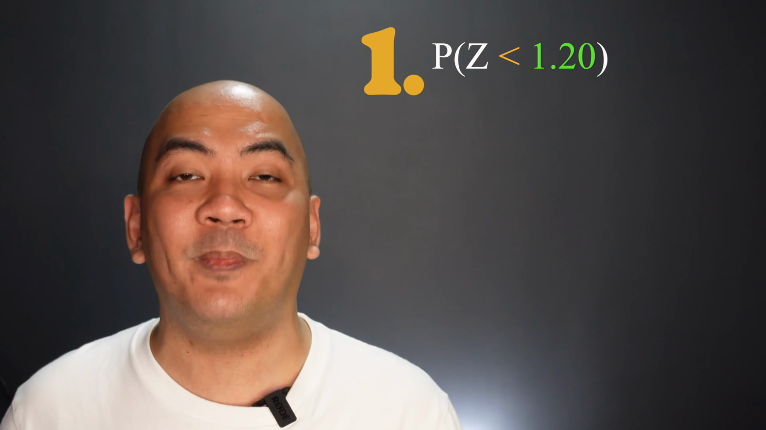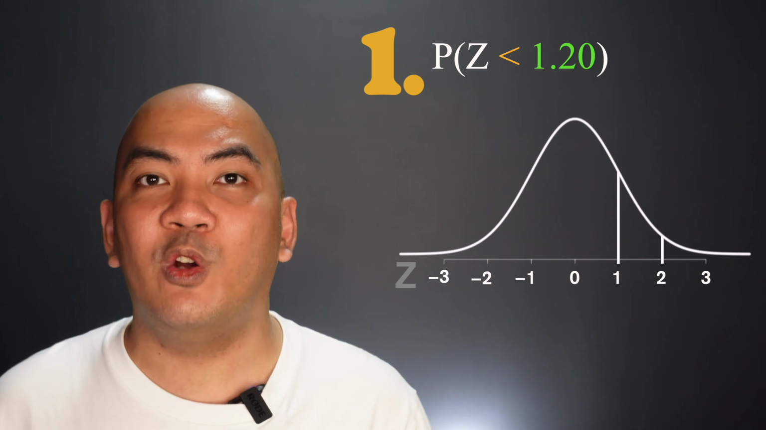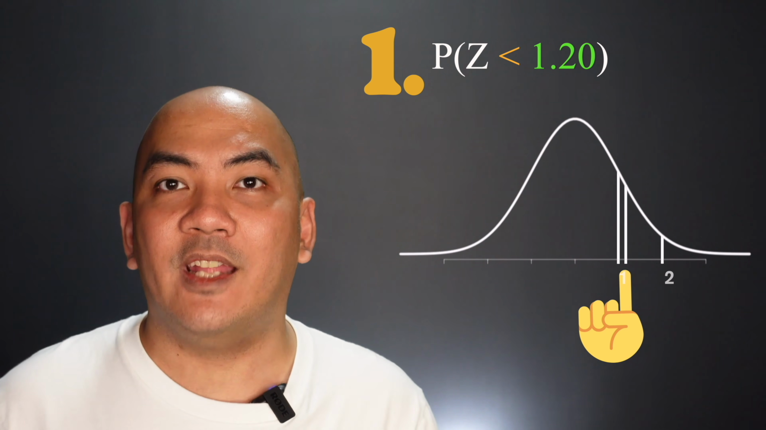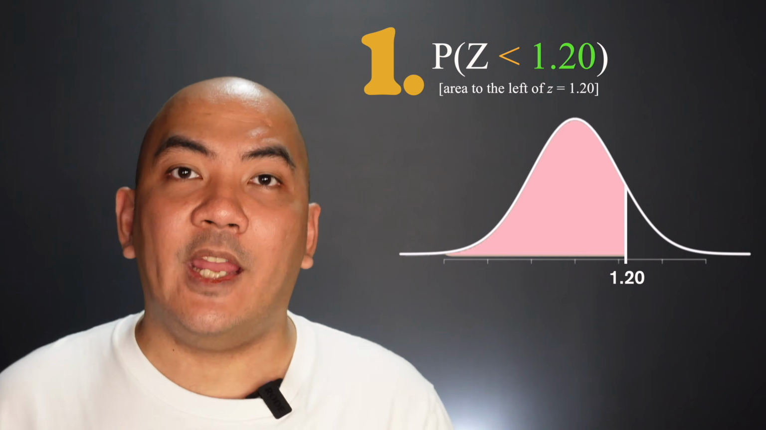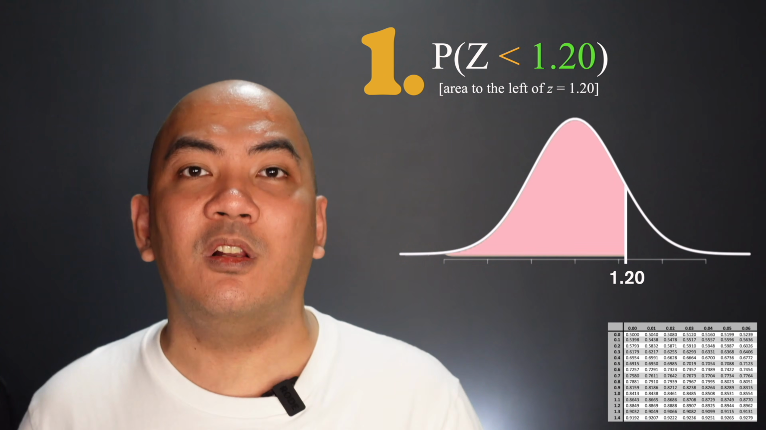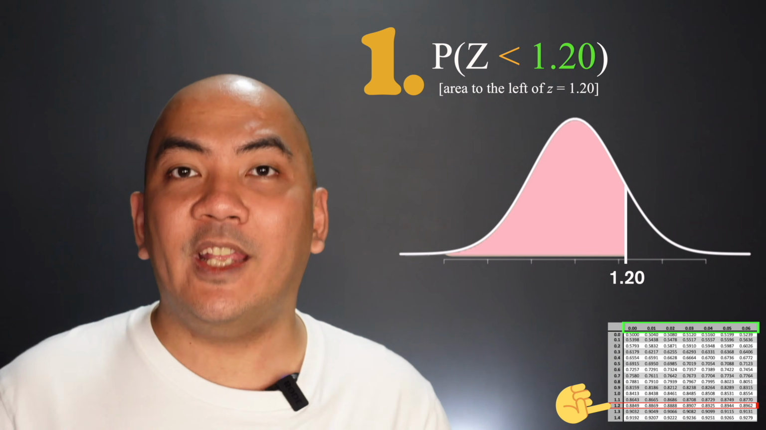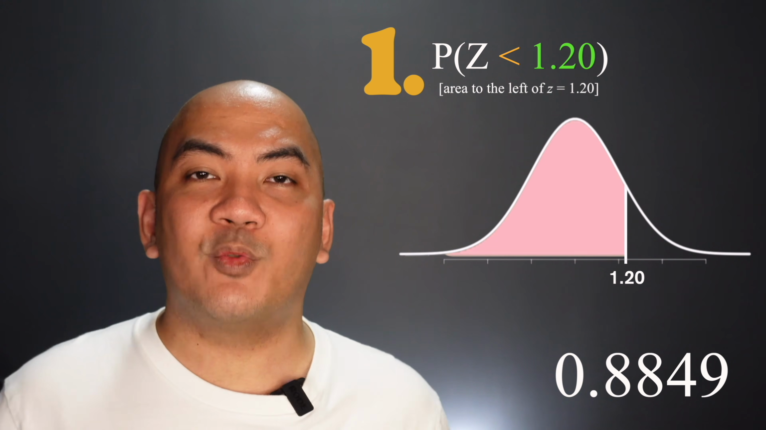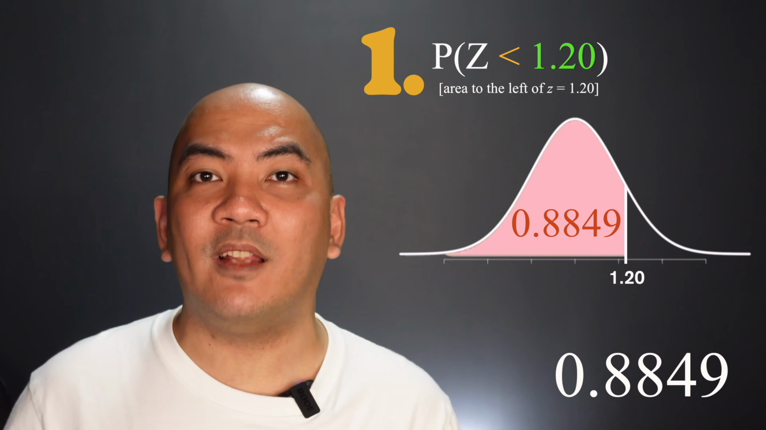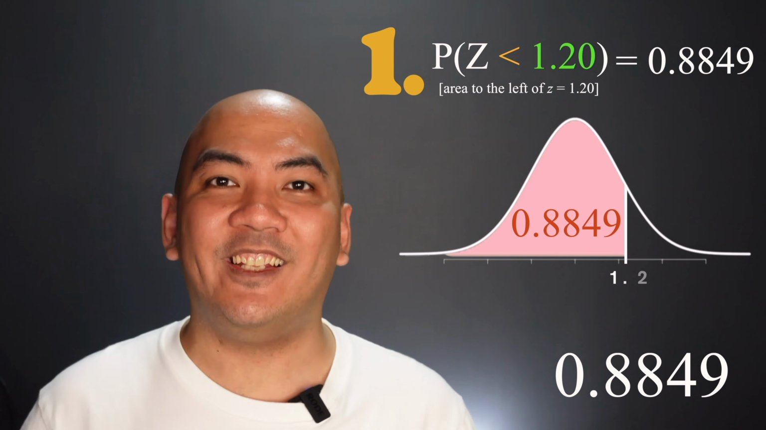Let's have examples. Suppose we're looking for the probability of standardized random variable z to be less than 1.20. Now since this is z equals 1 and this is z equals 2, we know that z equals 1.2 is somewhere here. And the area to the left is the probability of z to be less than 1.20. And to find that, we just have to take a look on the table, 1.2 on the leftmost column and 0.00 in the uppermost row. And that gives us 0.8849. Thus, we can say that the area of z equals 1.20 to the left, or simply the probability of z to be less than 1.20, is 0.8849.